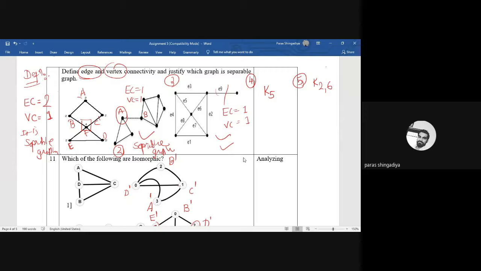Good. Now what is the answer for K5? What is the edge connectivity of the K5? First draw the graph. What is the meaning of K5? It is a complete graph with 5 vertex.